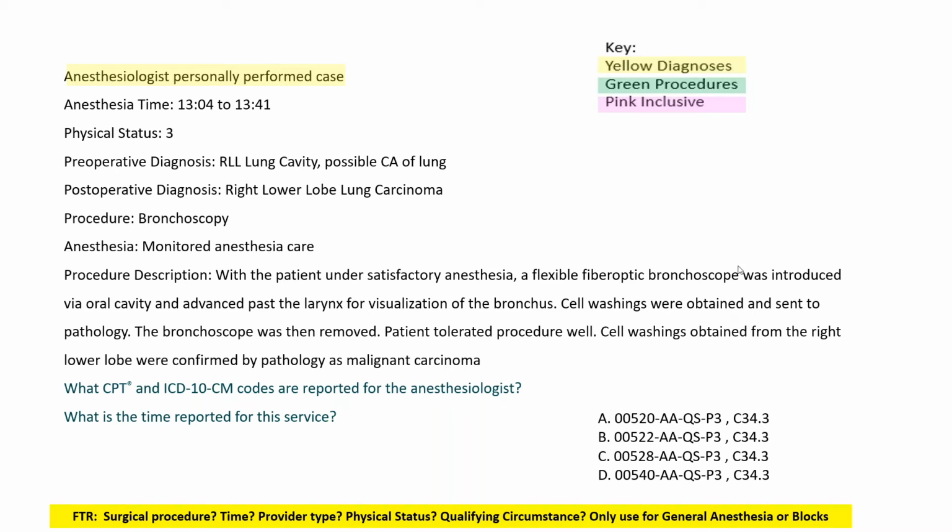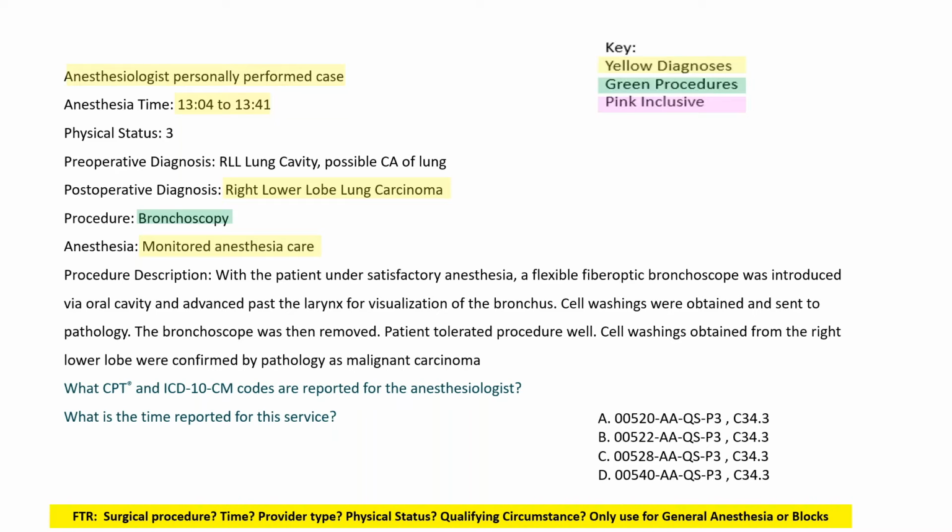Yes, it is going to be AA. And the anesthesia time is 1304 to 1341. The postoperative diagnosis is right lower lobe carcinoma. The procedure which is performed is bronchoscopy, and anesthesia which is given is monitored anesthesia care.